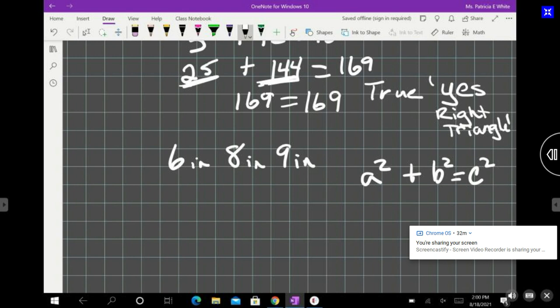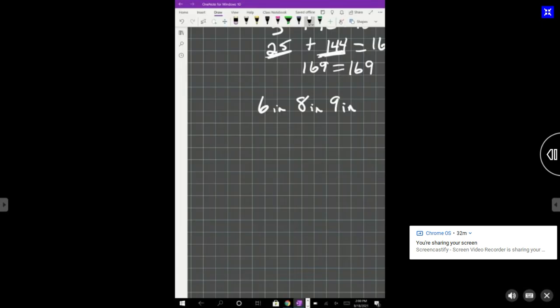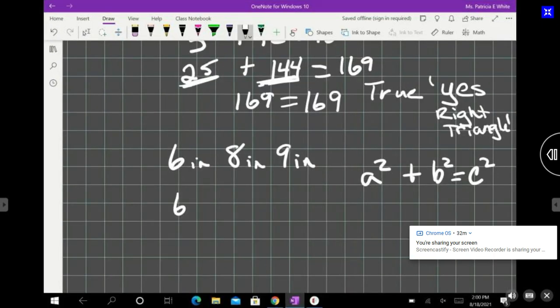What do you think? Yes or no? Yes, ma'am. So what's 6 squared? 6 squared is 36. 8 squared is 64. 9 squared is 81. So 36 plus 64 equals 81.